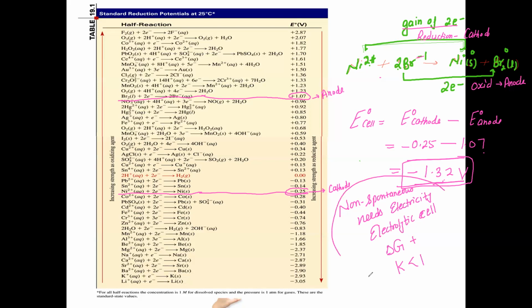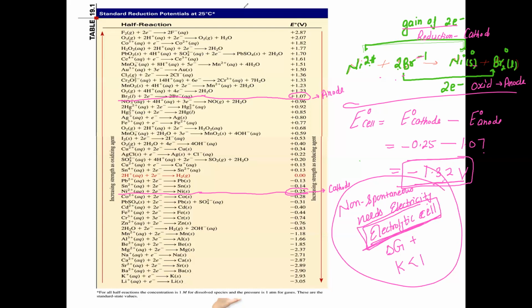These are multiple choice questions. So this reaction is not taking place on its own. You cannot get electricity. You are supplying electricity and forcing this reaction to take place. That can be done with the help of electrolytic cells. There we are going to use a battery or electricity to carry out these types of non-spontaneous reactions. Is it okay?